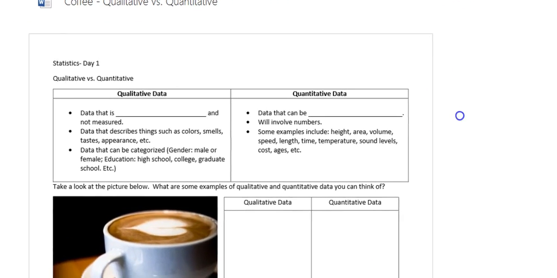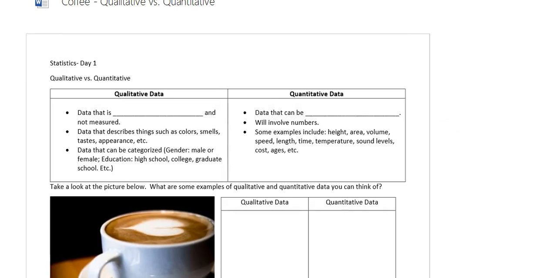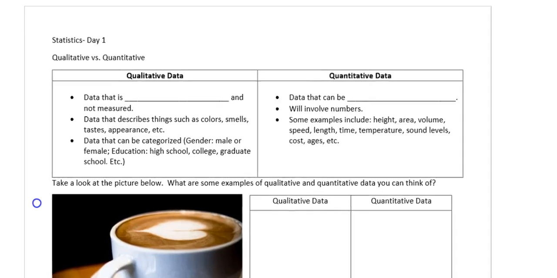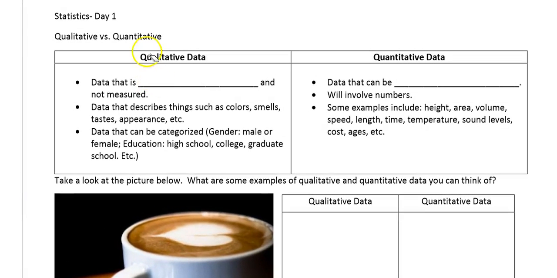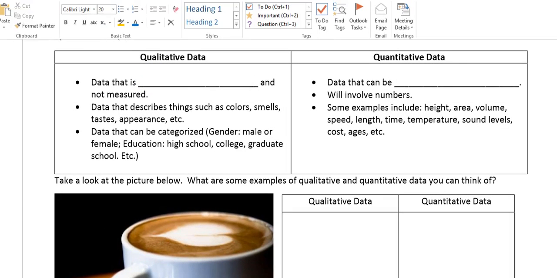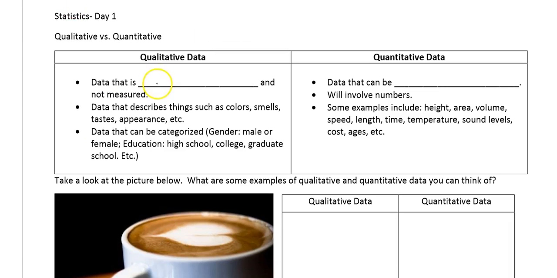Alright, so we're going to look at qualitative versus quantitative data. So, qualitative data is data that is what's known as categorical, and not measured. Data that describes things such as colors, smells, tastes, appearance. So again, looking at like favorites. And it can be categorized. That's the key idea here.